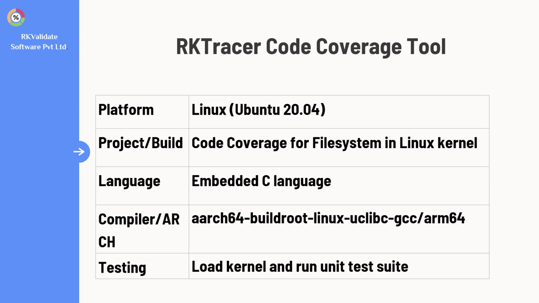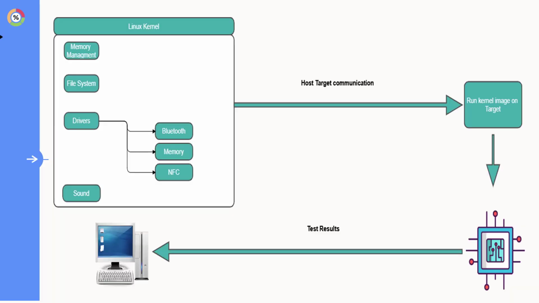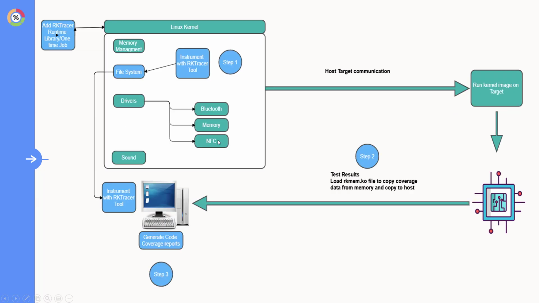It uses 64-bit architecture with the internal Linaro compiler, and this is how the testing environment looks at the high level. So this is the Linux kernel. We have different parts of the Linux kernel along with the drivers, and we have the host target. Once we have the kernel image, we are going to test it on the target board or on the emulator. Then we are going to get the test results here.